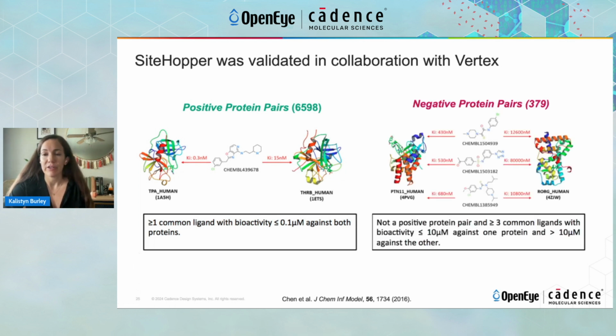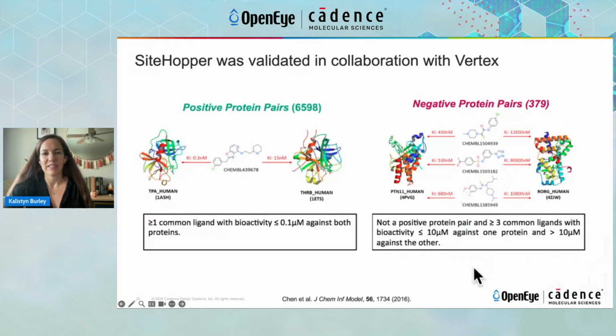They also generated a set of negative protein pairs. These are protein pairs for which there are three or more ligands which bind one target with an affinity less than 10 micromolar and the other target with an affinity greater than 10 micromolar. And this must occur in three or more instances of compounds.